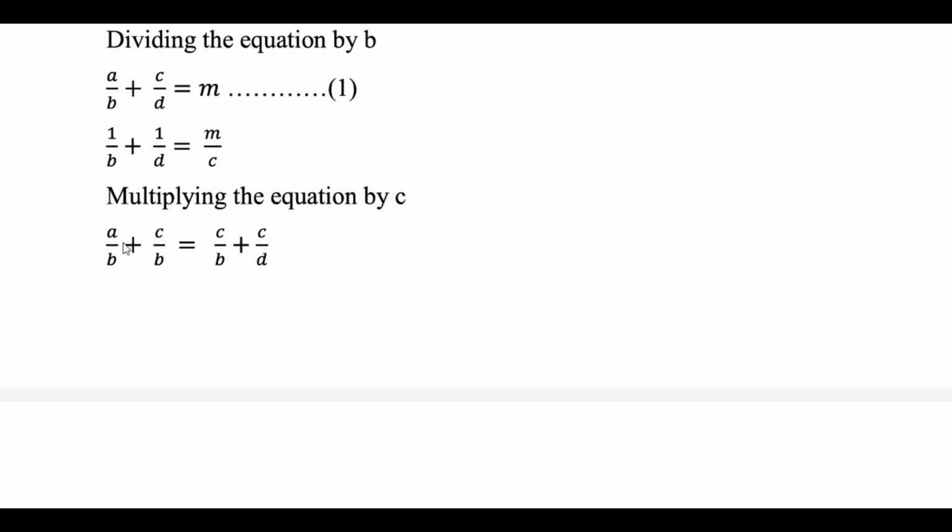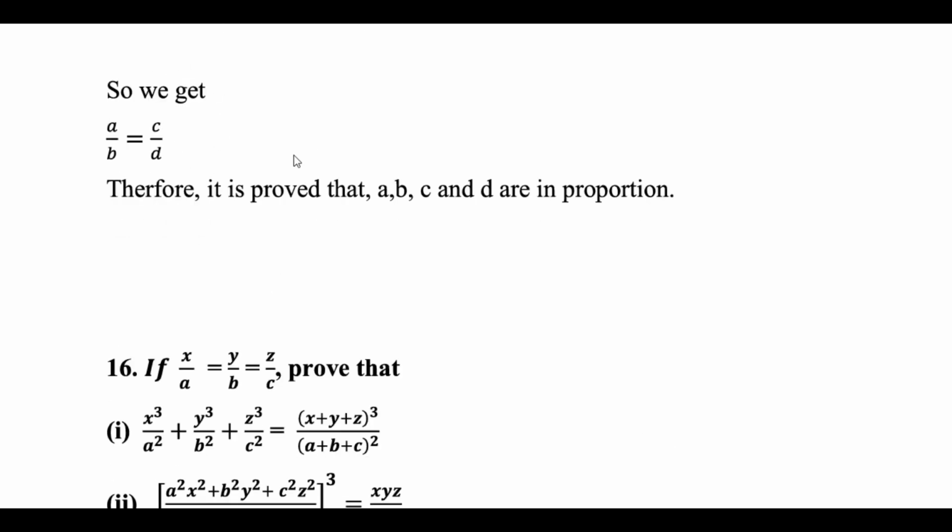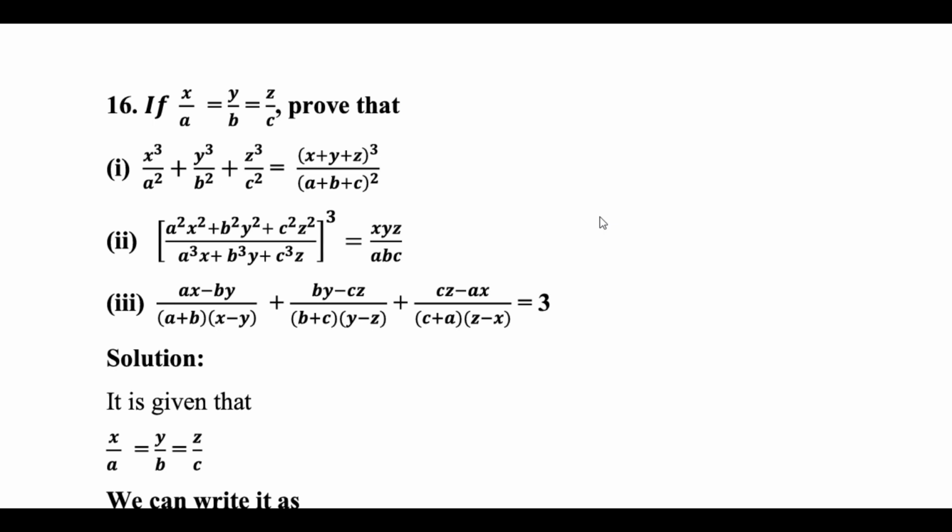1 by B plus 1 by D is equal to M by C, multiplying the equation by C. So C by B plus C by D is equal to M. So that we get A by B is equal to C by D. Therefore, it is proved that A, B, C and D are in proportion. Come to the next problem.